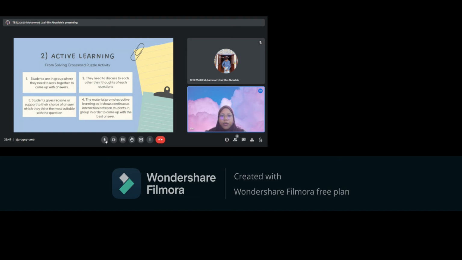And the material promotes active learning as it shows continuous interaction between students in a group in order to come up with the best answer. This is because students continuously interact with each other to find answers, and because they need to discuss and share their thoughts with their friends, this makes the learning process an active learning itself.